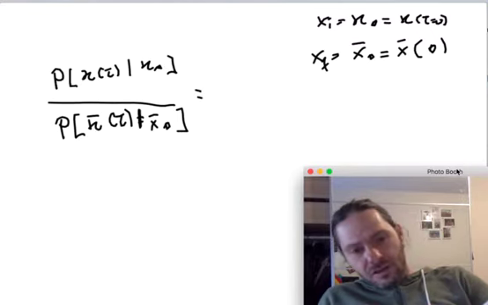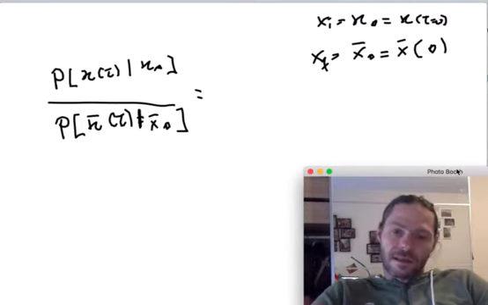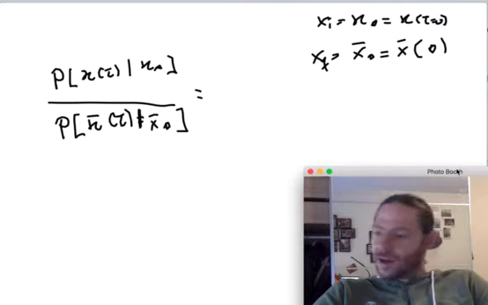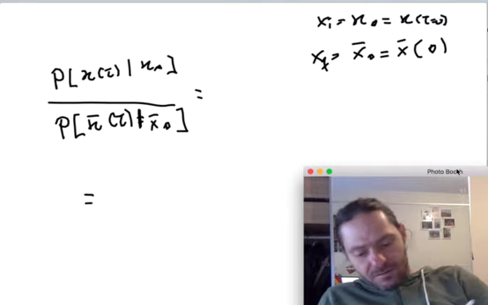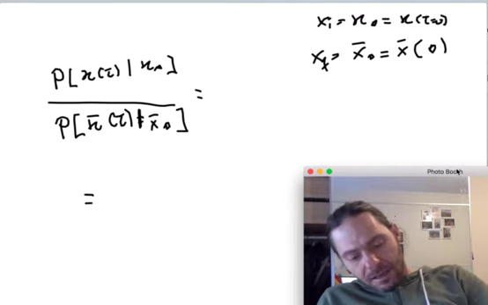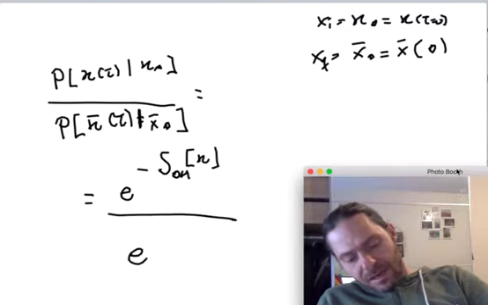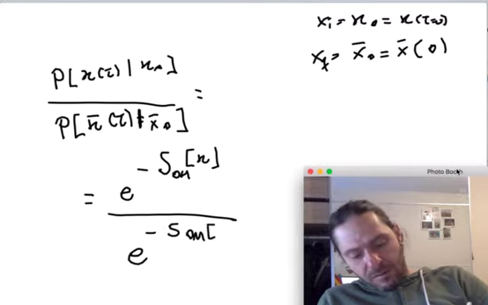Now, the path integral formulation that we developed tells us that this is just a ratio of Onsager-Machlup exponents, right? So if you do that, that's really like e to the minus S Onsager-Machlup of the path x divided by e to the negative of S Onsager-Machlup of the path x bar.